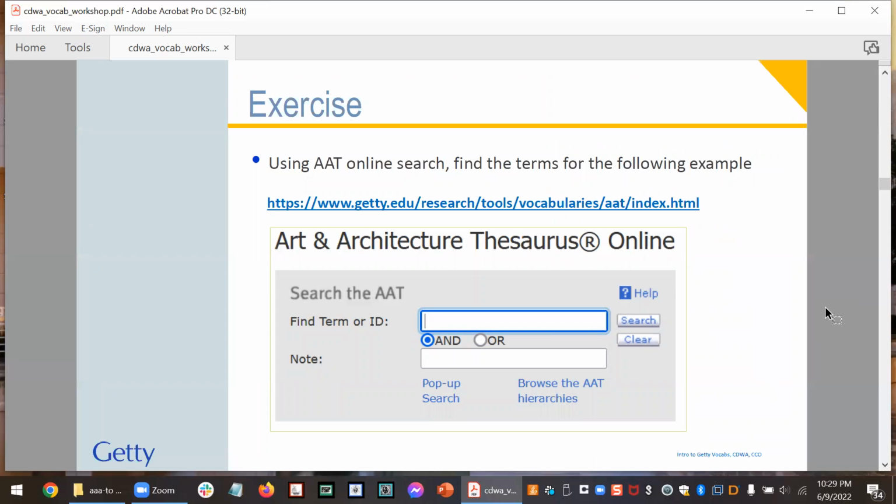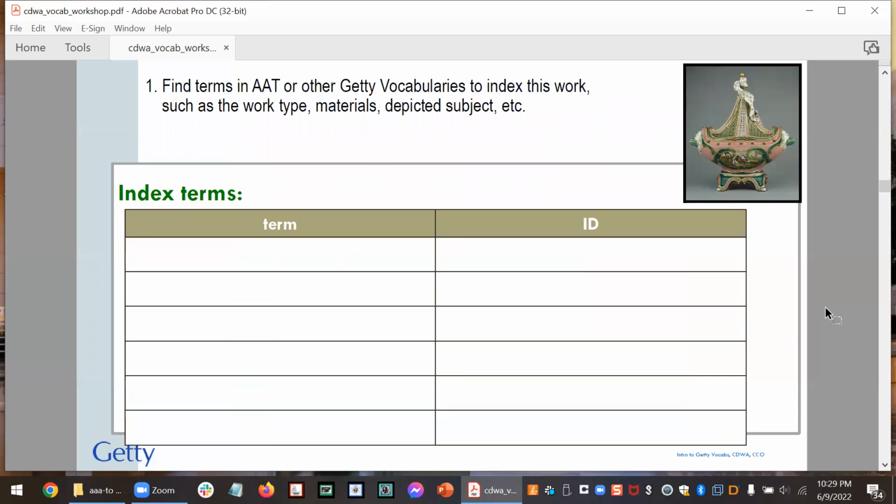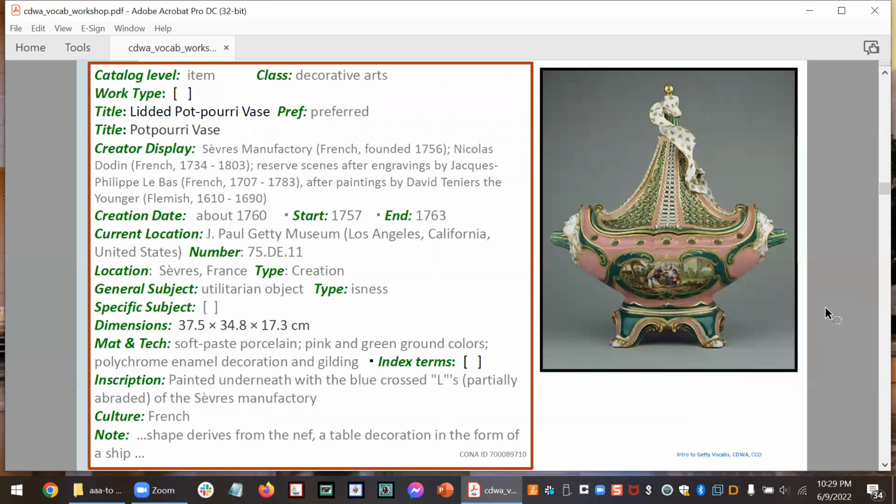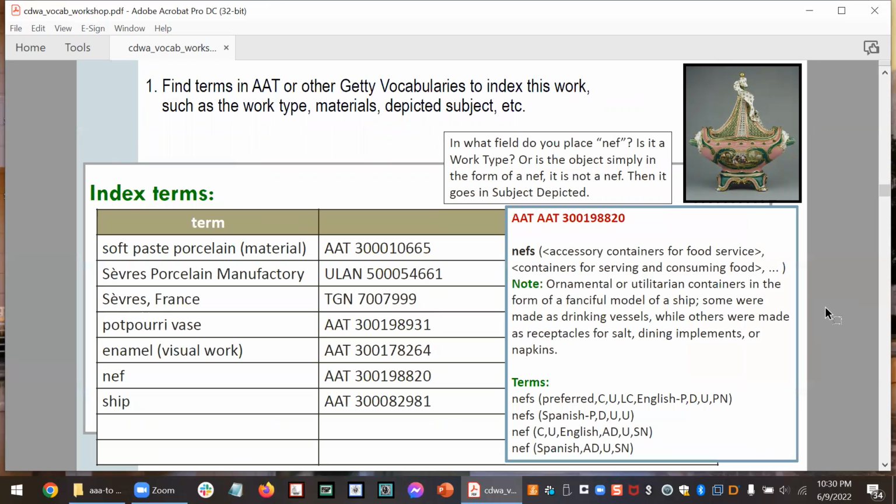So in this presentation, I have an exercise that you can do if you would like. I'm not going to take the time to go through it here, but basically I suggest that you might want to learn how to get comfortable using the search mechanisms online. So you could go to the AAT site and find terms to index this object. Now this is a work in the Getty Museum. It's a lidded potpourri vase, and I have some of the subject information from the record. So you could do the searches and find indexing terms, and then maybe come up with a list such as that.